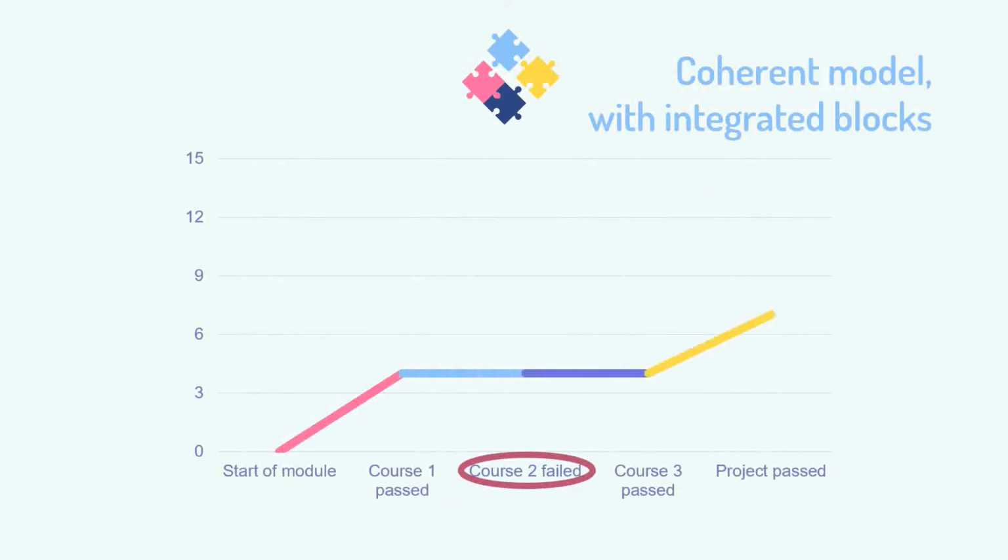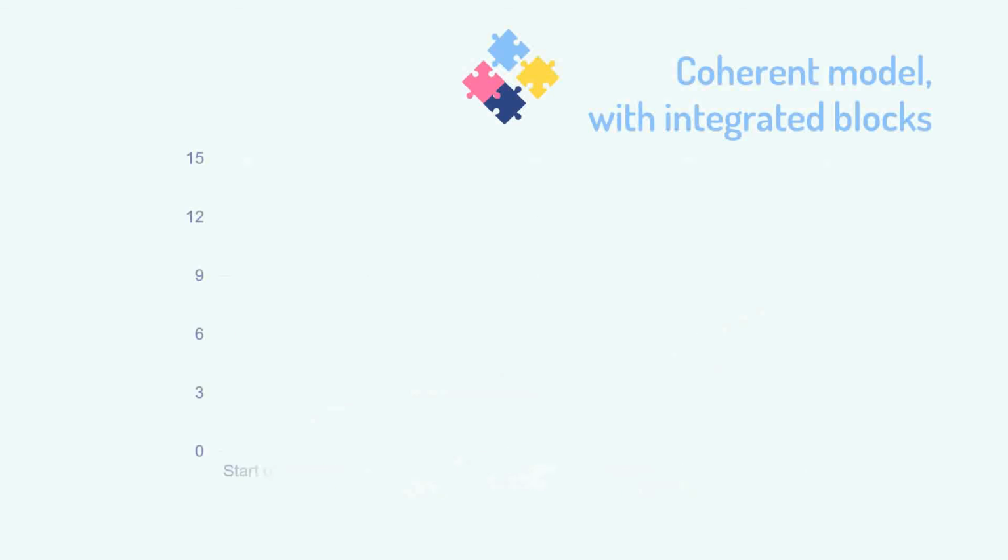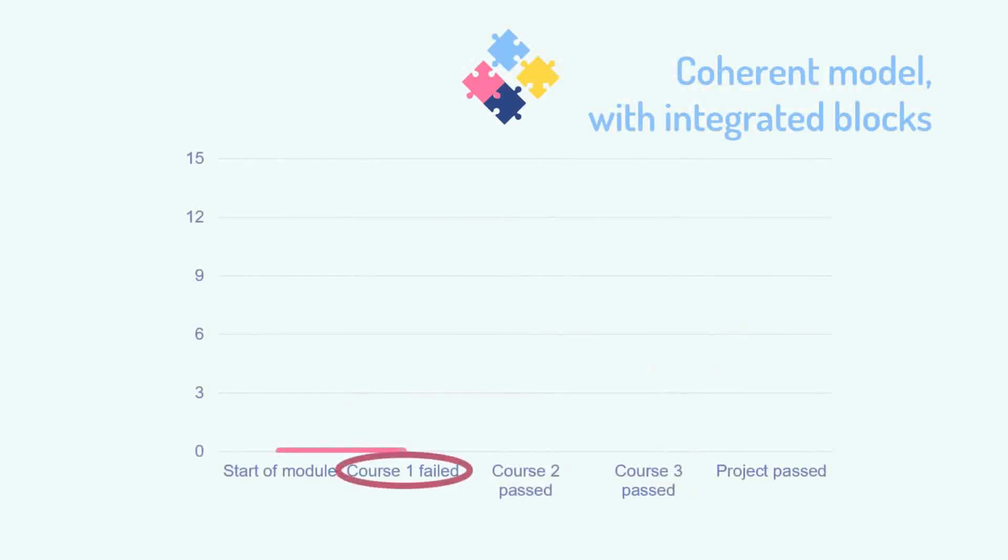You will need to pass both course 2 and 3 in order to get the 8 EC. If you fail either one, you will get 0 of the 8 EC. But if you would fail course 1 and pass courses 2 and 3 and the project, you will still get the 8 ECs of the integrated block and the 3 EC of the project.